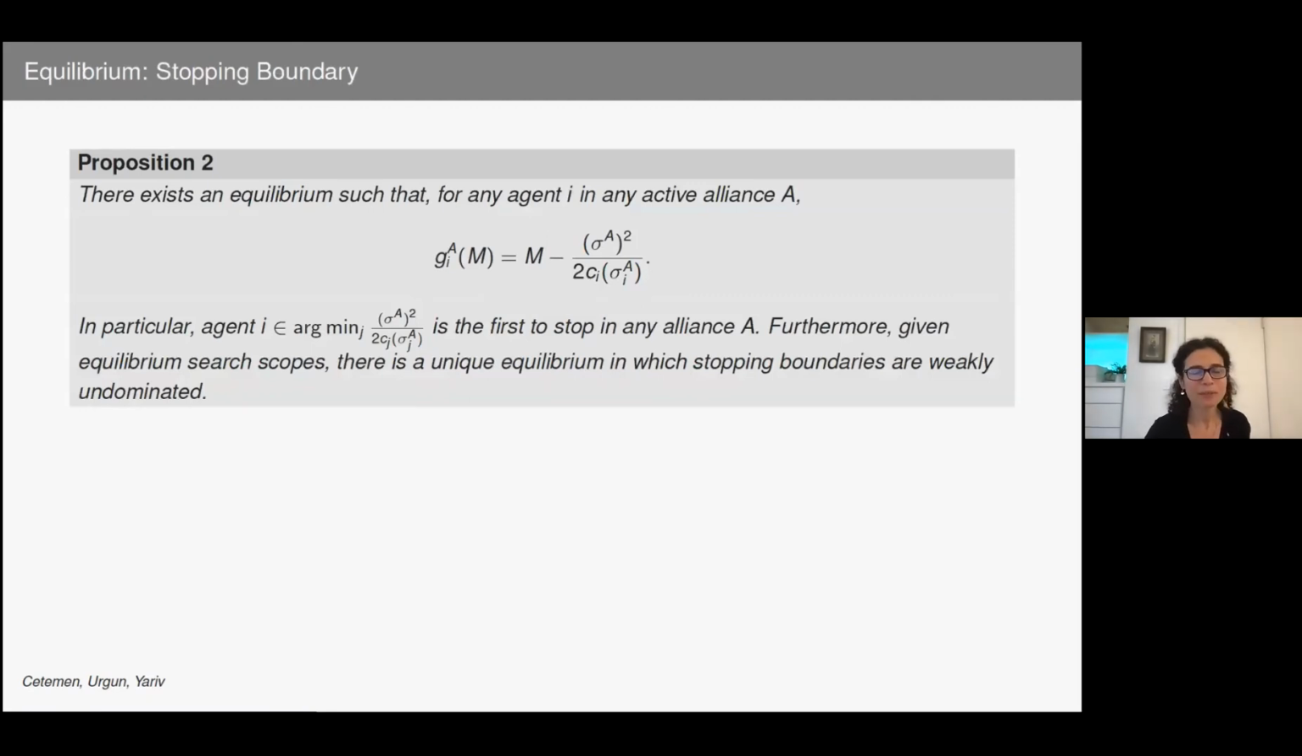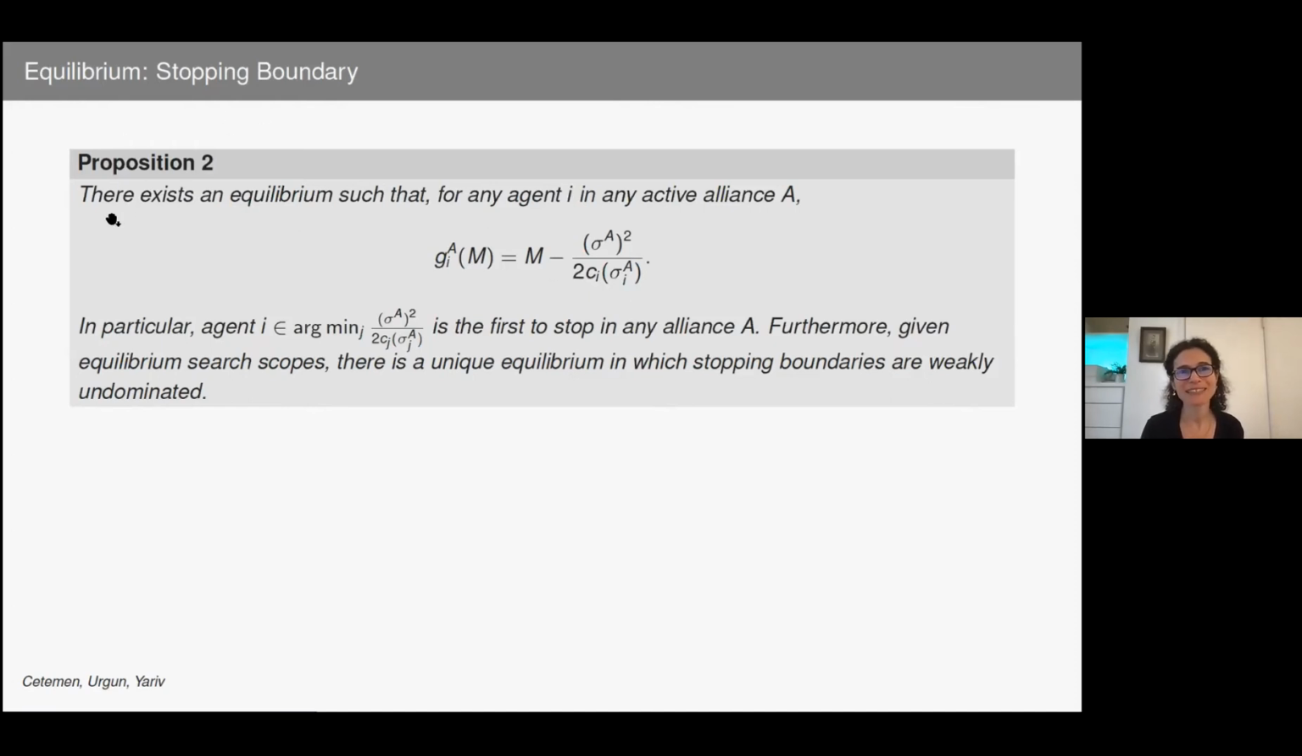Okay, so now let's go to the stopping boundary. Proposition 2 tells us that there exists an equilibrium such that for any agent i and any active alliance A, the stopping boundary looks just like these red and blue stopping boundaries I showed you in the figure. Just like a 45-degree line that's shifted by a constant. That constant depends on the overall search scope in the alliance and the individual cost of search in this alliance. But ultimately, it's a very simple stopping boundary. In particular, the person in the alliance with the minimal such constant, just like our red graph as opposed to our blue graph for the stopping boundaries before, is the first to stop in any alliance.